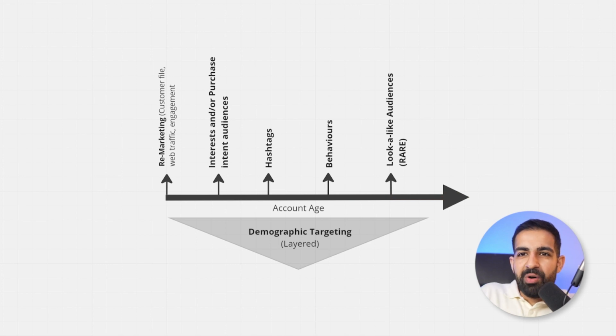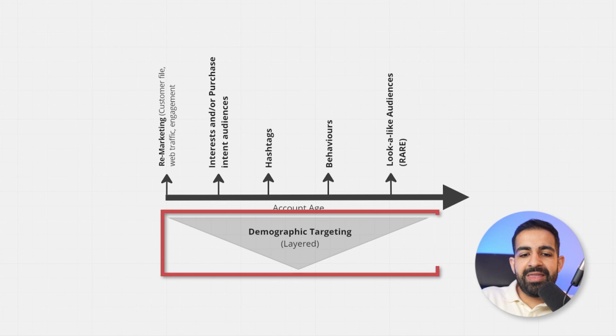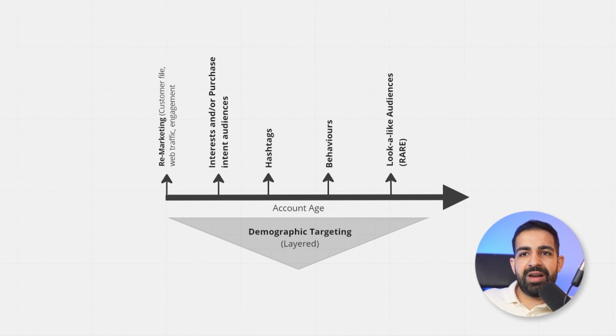You will notice that demographic targeting is actually not on this timeline, and it's at the bottom. This is because you should be using demographic targeting and layering it in with all of your different targeting options for all of your different campaigns. So every single campaign, despite what sort of targeting you're going after, whether you're doing interest-based audiences, hashtags, whatever campaigns you're running, you always want to be doing some sort of layered demographic targeting.